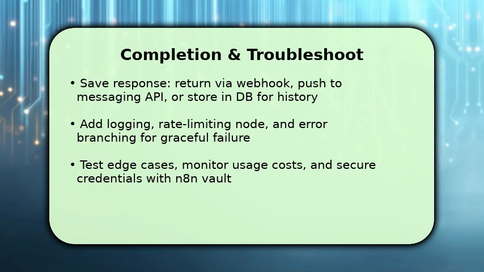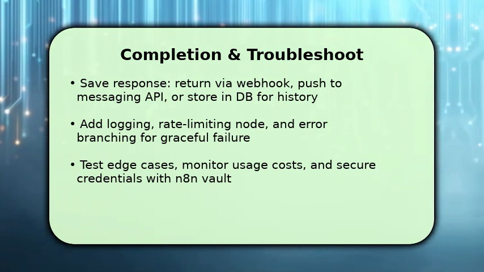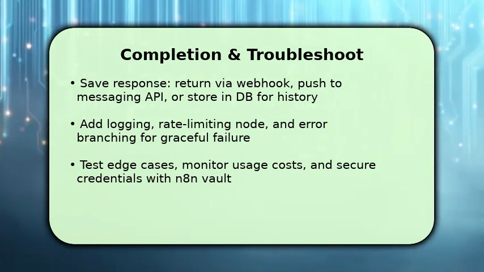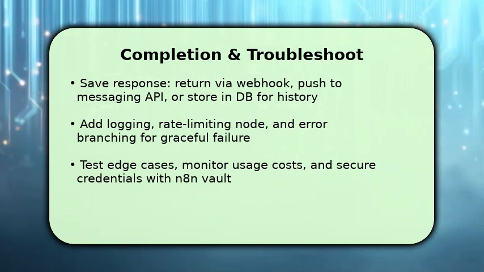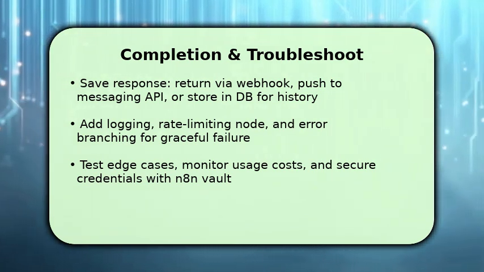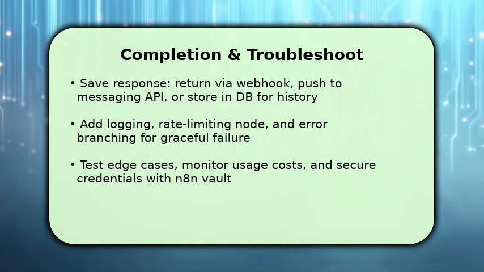Then add logging and rate limiting. Include explicit error branches so failures return friendly messages instead of silent drops. Test edge cases: long prompts, empty input, API rate limits, and monitor usage to control cost.